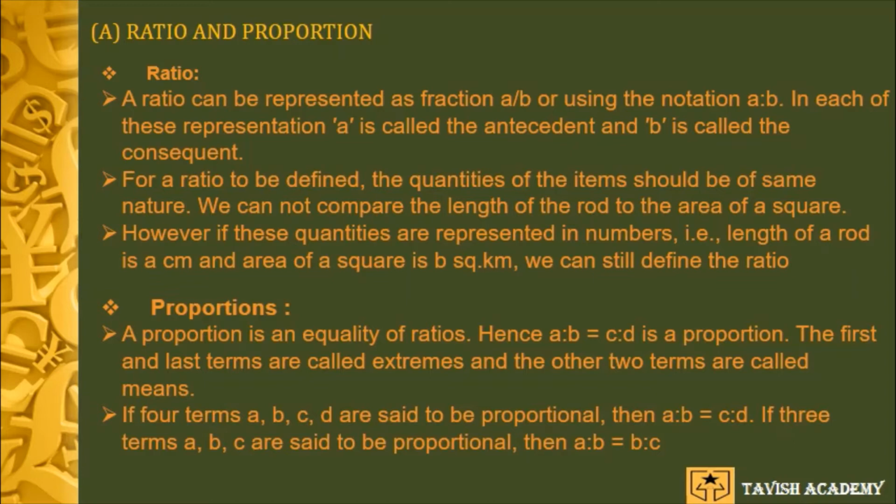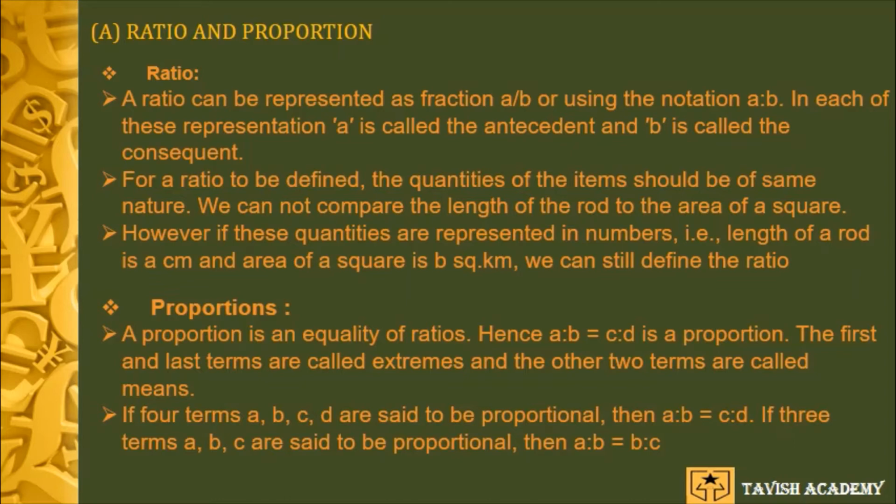Ratio. A ratio can be represented as fraction A upon B or using the notation A is to B. In each of these representations, A is called the antecedent and B is called the consequent. For a ratio to be defined, the quantities of the items should be of the same nature. We cannot compare the length of a rod to the area of a square. However, if these quantities are represented in numbers, that is, the length of a rod is A centimeter and the area of a square is B square centimeter, then we can still define the ratio.